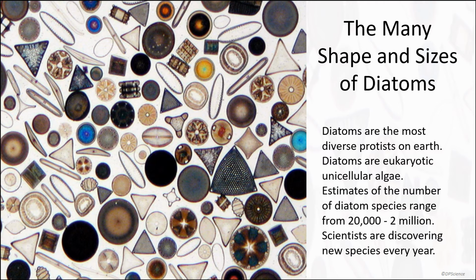They are some of the most diverse protists on Earth, and we estimate that their species range between 20,000 and 2 million different ones. And I like this note down here: scientists are discovering new species every year. So those of you that think that the Earth is boring, we have to go to space because we've already finished the Earth, and we're not even close. We're not even close to discovering the things that are on Earth.